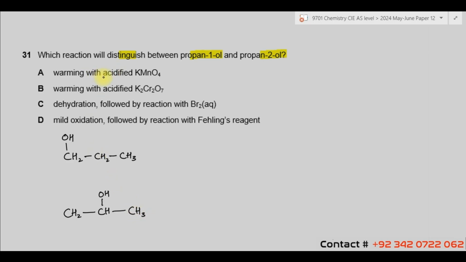First thing is warming with acidified KMnO4. So acidified KMnO4 is an oxidizing agent. It will oxidize both of them. First part will become aldehyde or carboxylic acid. Second part will become ketone.